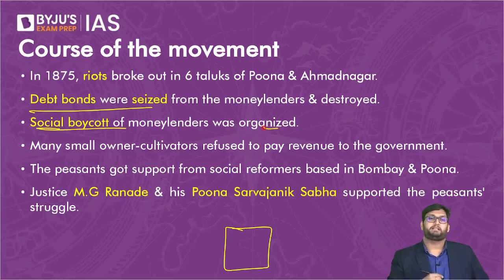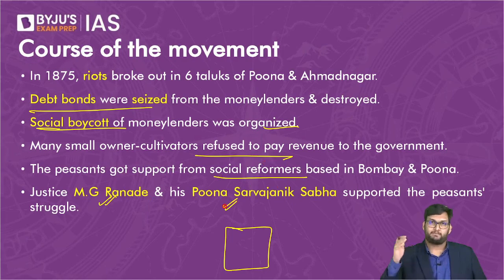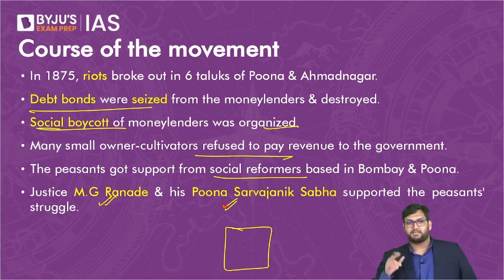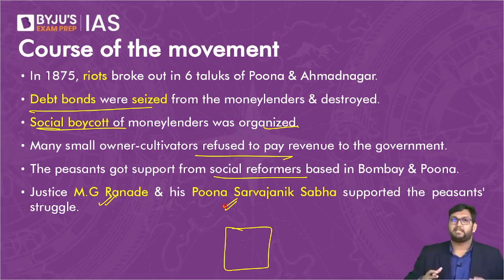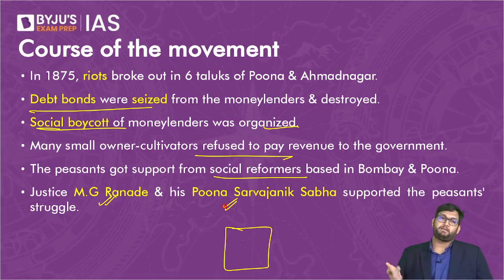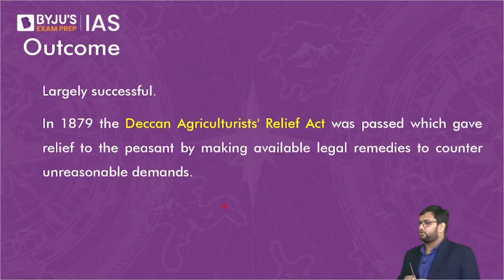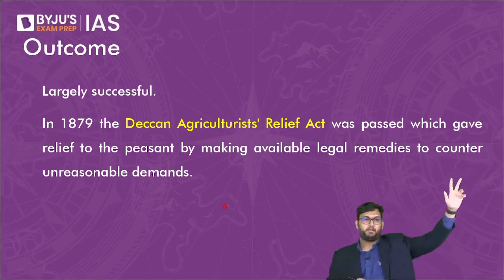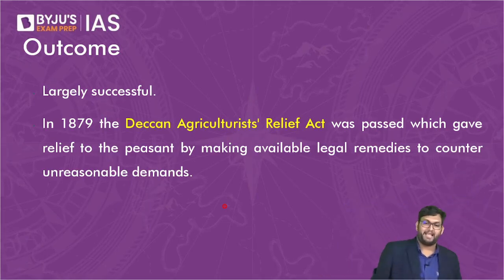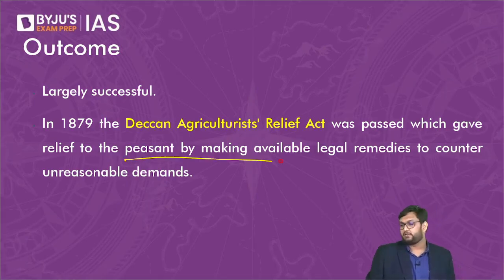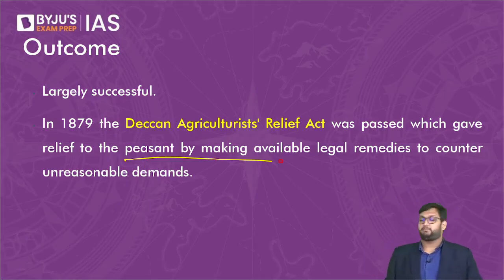Social boycott of moneylenders will be there. Small cultivators will refuse to pay rent to the government itself. And again, social reformers will play an important role. MG Ranade and his Pune Sarvajanik Sabha, I will discuss Pune Sarvajanik Sabha on Thursday with you, will be basically helping the peasant struggle against the moneylender. And the outcome again is going to be the benevolent British coming in with the Deccan Agriculturalists Relief Act, which will allow the peasants legal remedies against unreasonable demands.